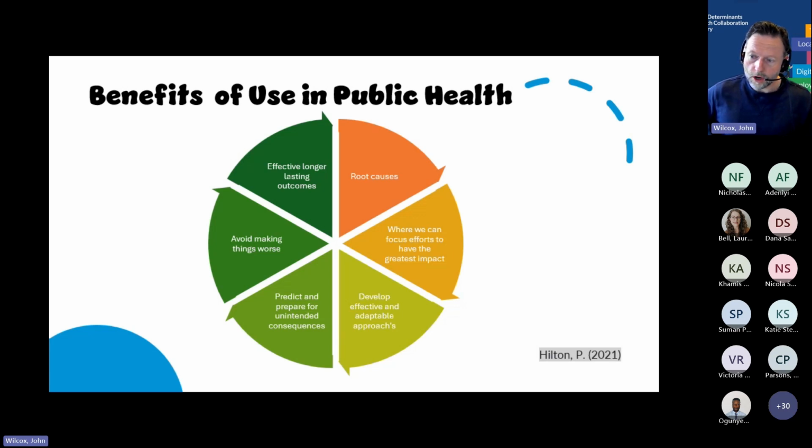And talked quite a lot about adaptation. So understanding the system and monitoring it over time will help us understand where we need to adapt and change the approach. And obviously, often through public health work, there can be unintended consequences, both good and bad.